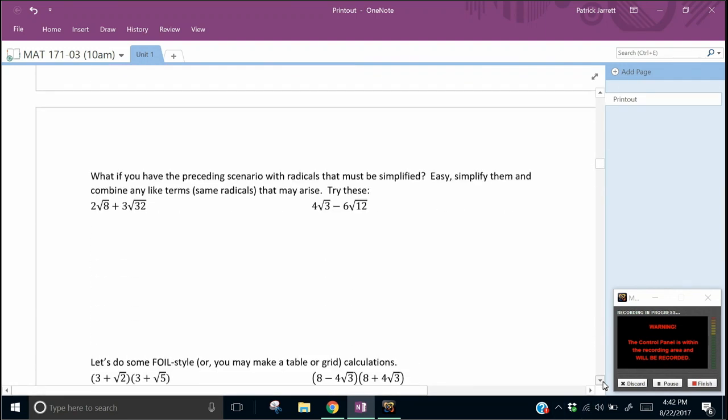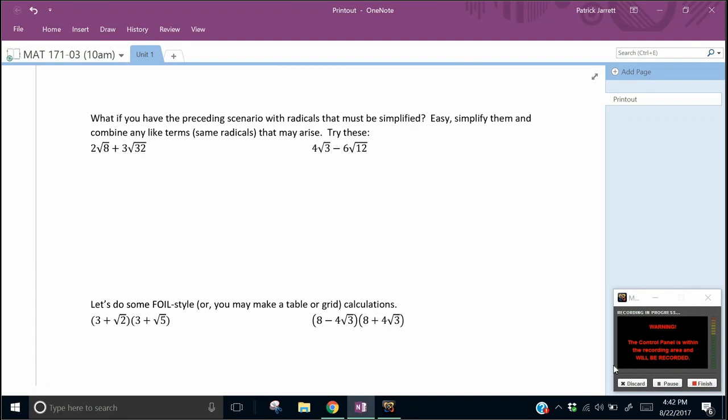So moving along, if you have the preceding scenario, basically you can simplify each radical. Now, if you remember, the square root of 8 is simply 2 root 2. So you have 2 times 2 root 2.